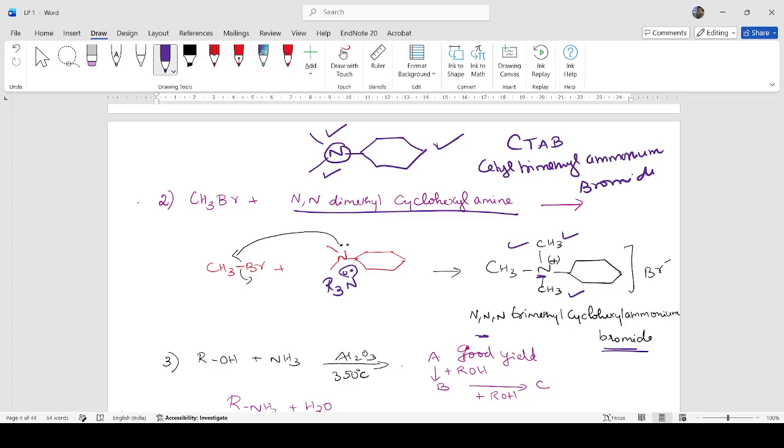Cetyl means it's a 16 carbon system. C16 is there. To this, the nitrogen is there, where it is bonded with 3 methyl groups: 1, 2, 3, and one also is bonded with C16. So you definitely have a positive charge, and bromide is there. It is a very good surfactant.